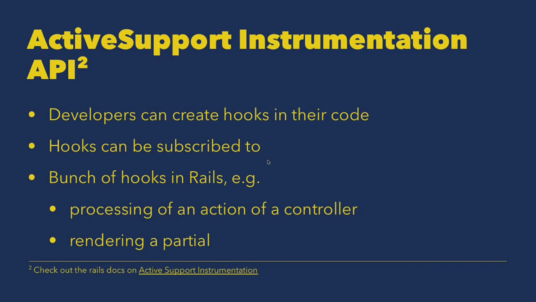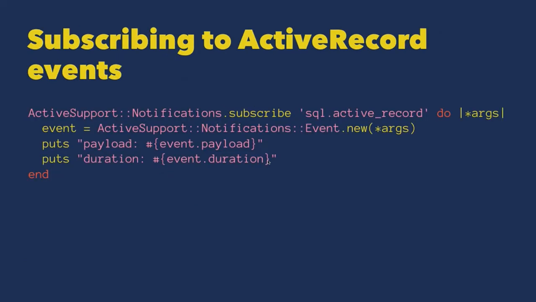I think of the Active Support instrumentation API as simple pub sub, but the docs describe it in terms of hooks. Rails has a bunch of internal hooks that are called when certain events happen. For example, when a controller fires, a partial renders, or a SQL query runs. This is how you subscribe to Active Record SQL events. In this example, all we're doing is printing the 2 properties of the event, the payload and the duration. Typically, this code would live in an initializer.